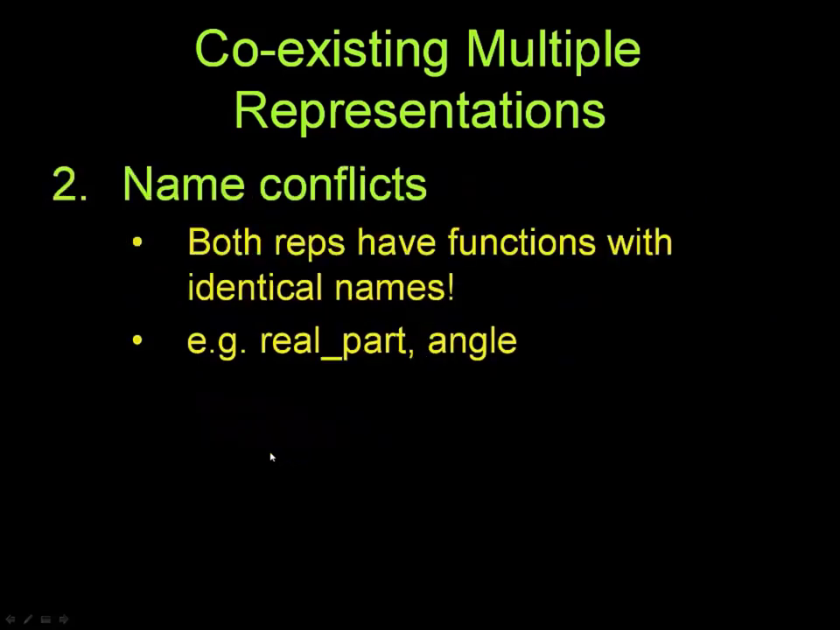The second problem is the name conflicts, right? If you look at the functions for the two forms, the polar as well as the rectangular, you notice that the functions are called the same. I know they're called real part, and angle and so forth. But it makes sense, right? Because they are pretty much doing the same thing, except that they're working on different data representations.